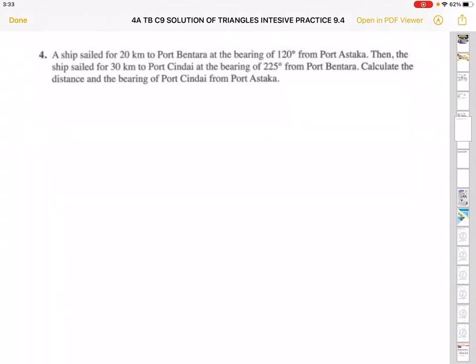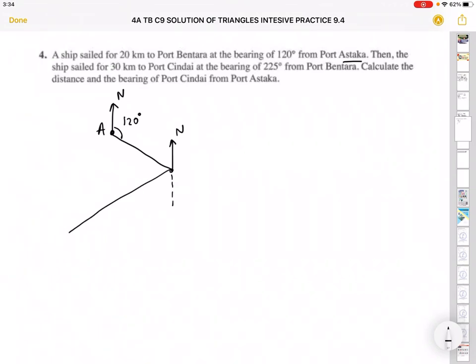So we start off with maybe point A here. You need to sketch. This is Port Astaka, because you started from Astaka, and then you sail 20 kilometers. Put the north here, 20 kilometers at the bearing 120. Now 120 means like this. Then the ship sails 30 kilometers at the bearing of 225. This is 180. 225 means I have to go 45 degrees around here. And then we join this together.